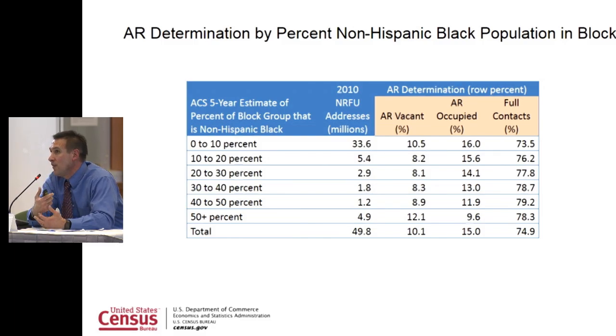For areas that were 50% or more, for that 4.9 million NRFU households in 2010, we would have identified 12.1% as administrative records vacant, and 9.6% as occupied. So the occupied looks like it's going down as the concentration increases, but the vacant determination was 12.1%. That is an area where there is a large concentration of vacant information. We do have data there.